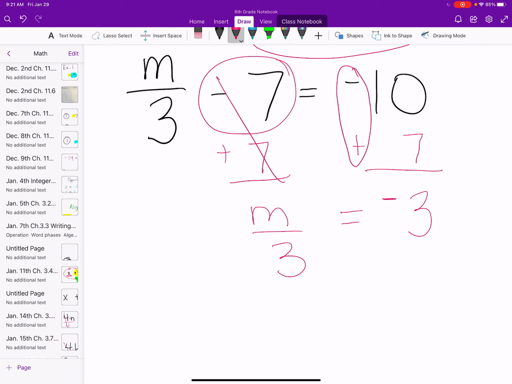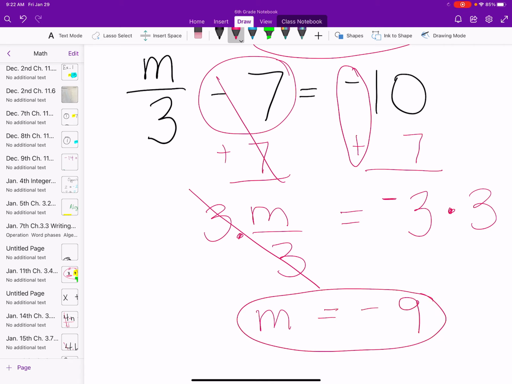What is the opposite of m divided by 3? Well, it's multiplying by 3 on each side. Those guys cancel out, so all I'm left with is m. Take negative 3 times a positive 3 on this side, and that gets me negative 9 as my final answer.